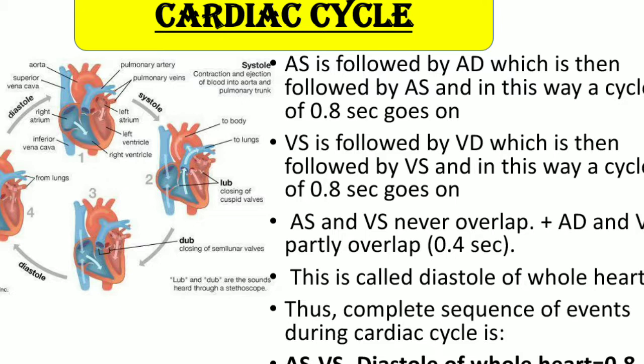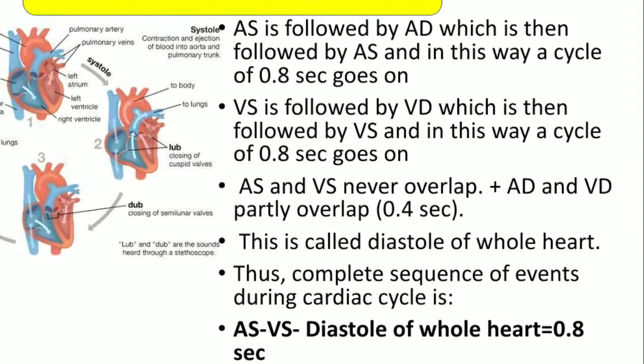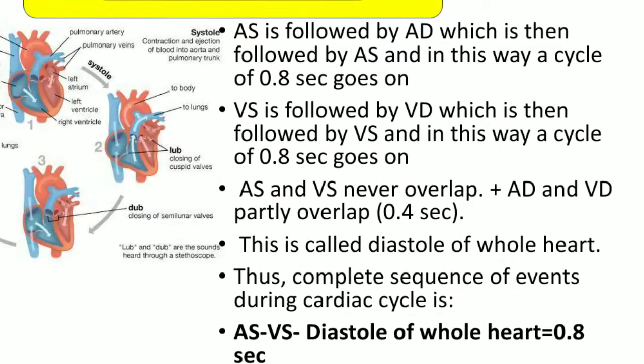So the ventricular chambers are going on in one way, and the auricle chambers are going on in another way. So there is never overlapping of auricular systole and ventricle systole; they never overlap. Understood? Even though auricular diastole and ventricle diastole partly overlap by 0.4 seconds. So this is called the diastole of the whole heart.